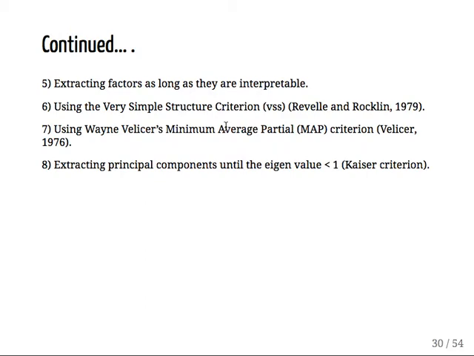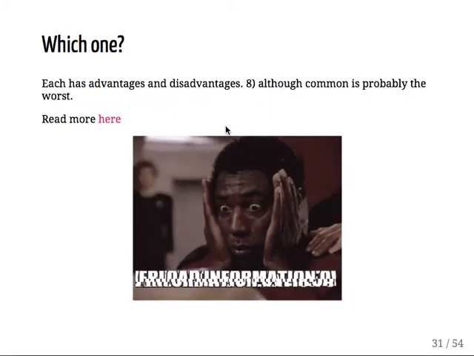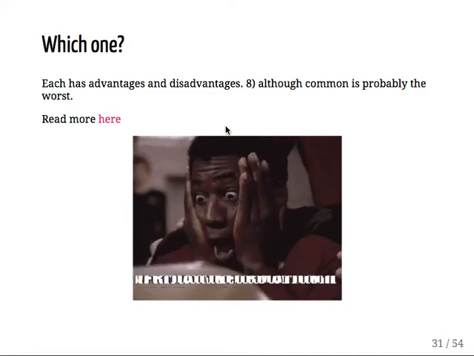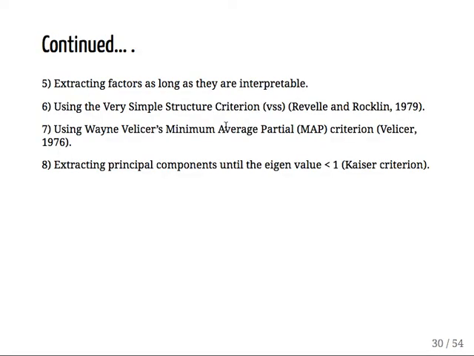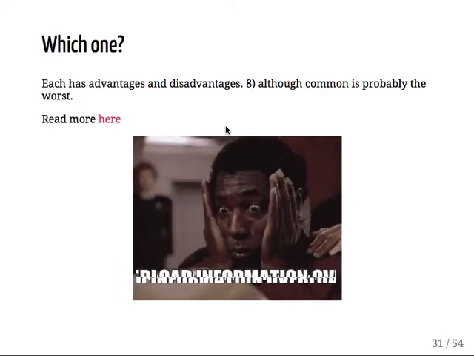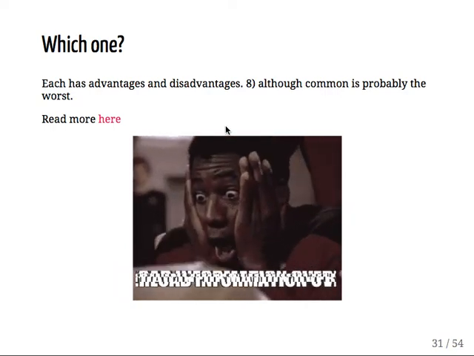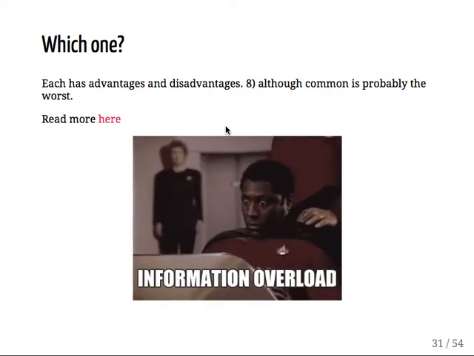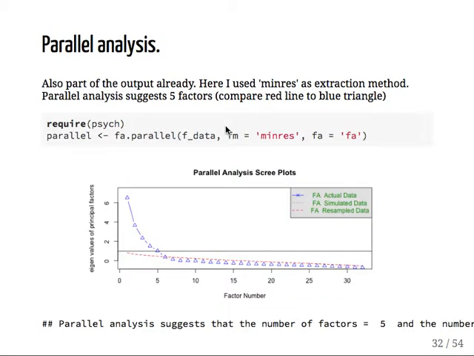So choice overload. Each has its advantages and disadvantages. And even though you might see this the most common in the literature, this is probably the poorest criterion in order to select your number of factors. I wish I could say always do this or always do that, but there is no consensus in this case. So I'm just going to run you through some of the most common things.